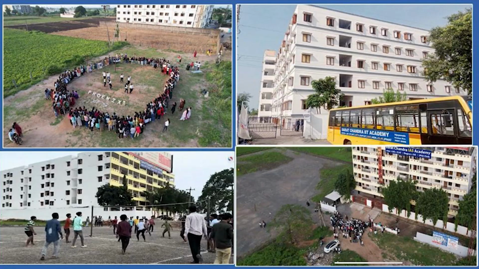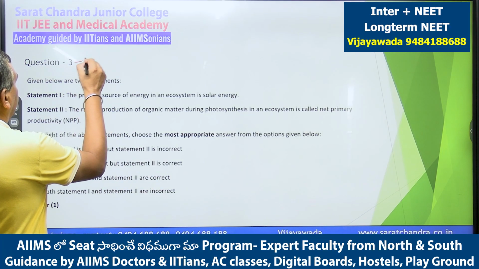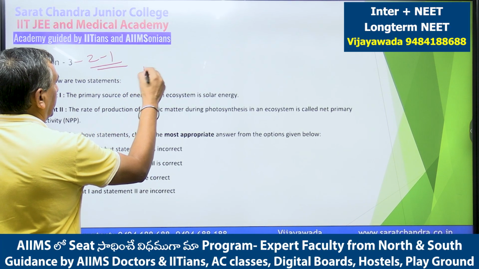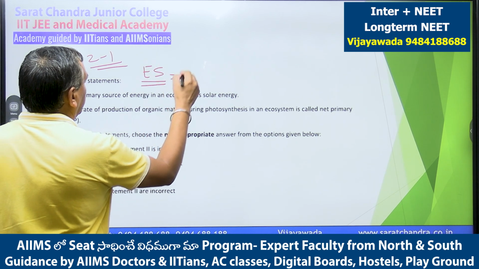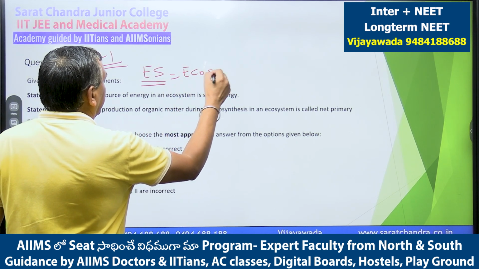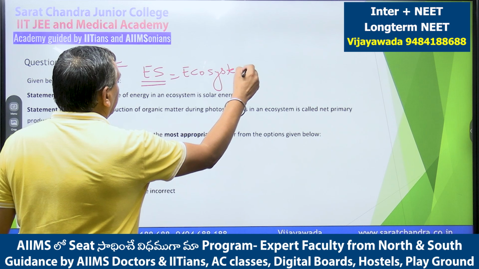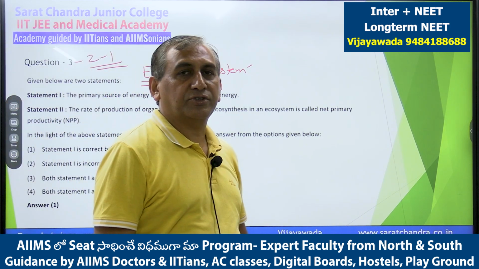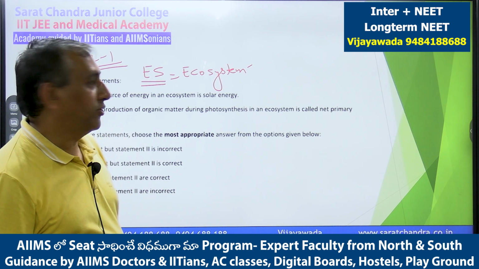For the first question, I will tell you the topic name, where the question came from, and how to solve it. The first question in zoology, Z1 as I have written, came from ecosystem. Ecosystem means ecology. You know that there are 3 chapters in ecology. First, the population, second, the ecosystem, and third, the biodiversity.